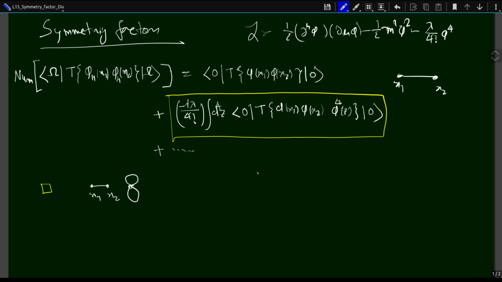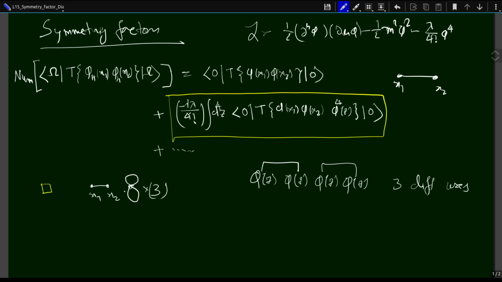So if you have phi of z, phi of z, phi of z, phi of z, one contracts with any one of these, let's say this one, so in 3 different ways. And once this is contracted, the last 2 have to contract with each other. So if you give me a string of 4 of these fields, I can contract in 3 different ways, giving me exactly the same diagram. So this gives me a factor of 3, coming from here.